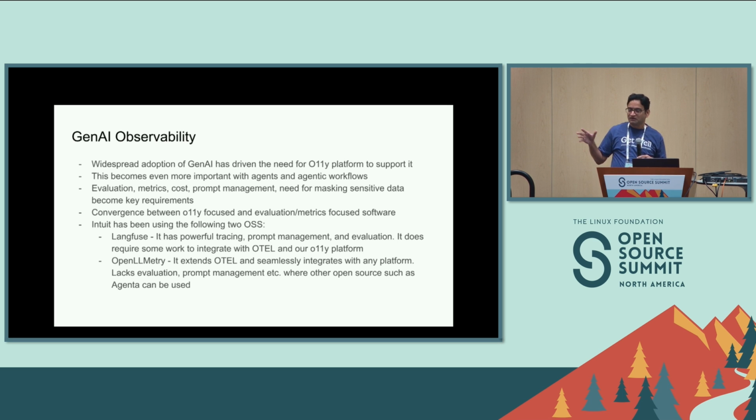It seamlessly plugs into our OTel network, and then any data sink you have or any persistent store we have, you can actually use OpenLLMetry. So those were the two. We started with LangFuse, and I think the intent is to move towards OpenLLMetry. And again, there's a convergence happening.